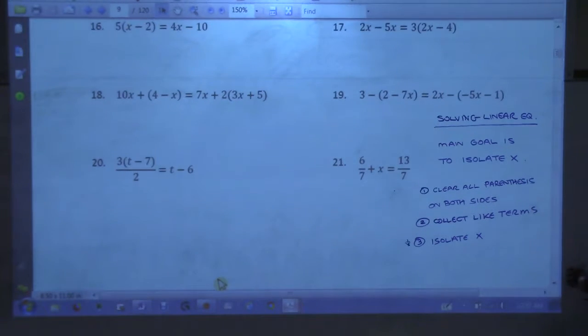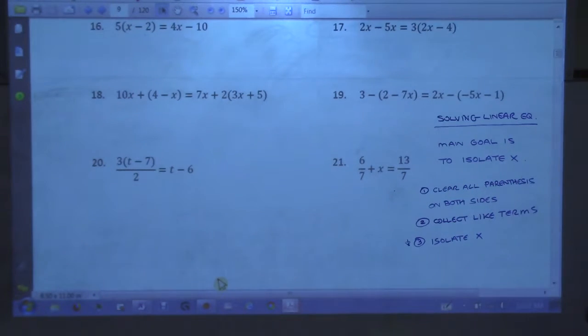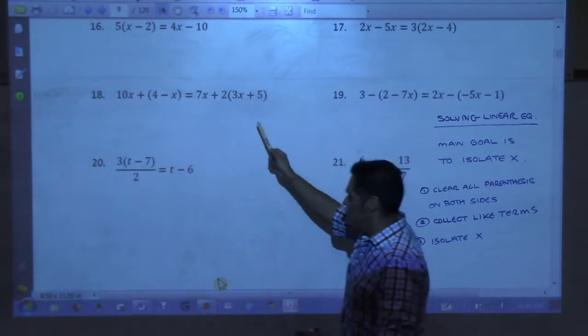Hayden. Where's Hayden? Hayden? Hayden's not here. I'll pass the sign-in sheet around, by the way. There we go. Hayden, no Hayden. Diego, you're up again. Oh, we're doing number 18, Diego.